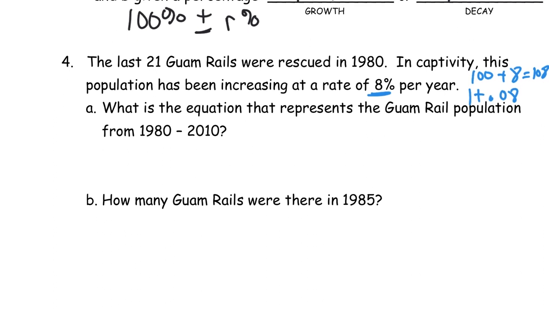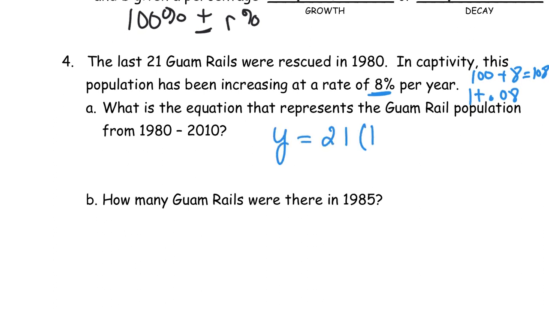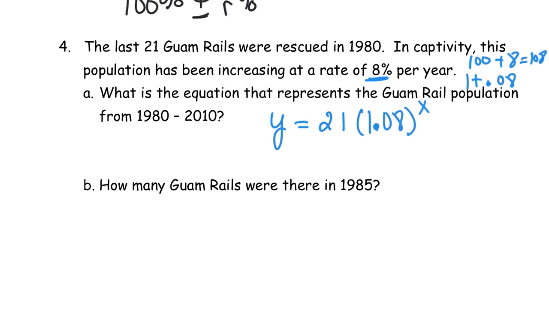Okie doke. So it looks like y, we were at 21. We're growing at a rate of 1.08 to the x. It's basically, she just took the zeros out. So now they're asking us how many Guam rails were there in 1985. Well, that would be 5 years later, right? So y would equal 21 times 1.08 to the 5 years later.